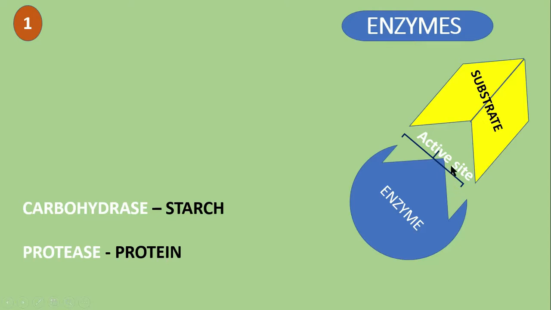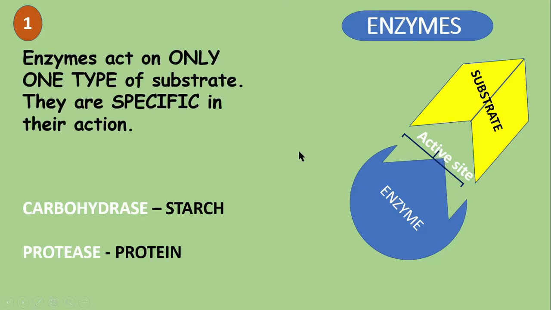Now, the enzyme here will only act on this type of substrate, because this type of substrate will nicely connect to the active site of the enzyme. So we see here that enzymes act on only one type of substrate. They are specific in their action, and that is of course one property of enzymes.